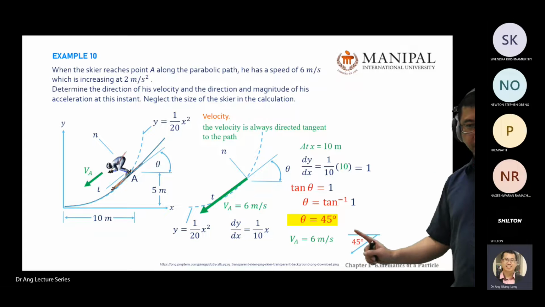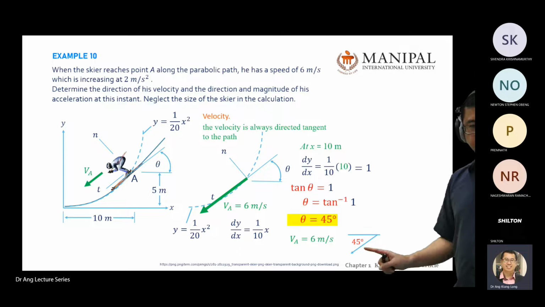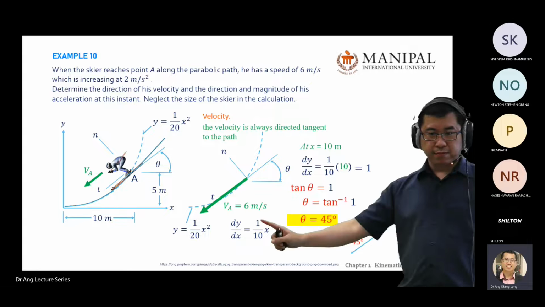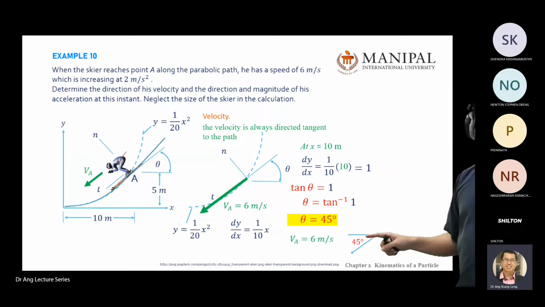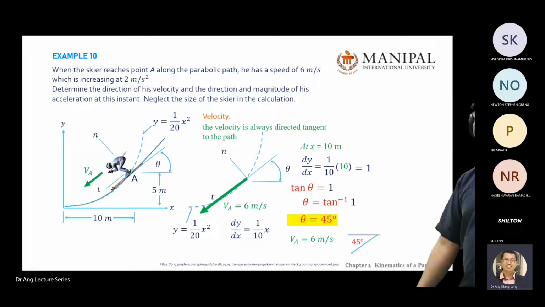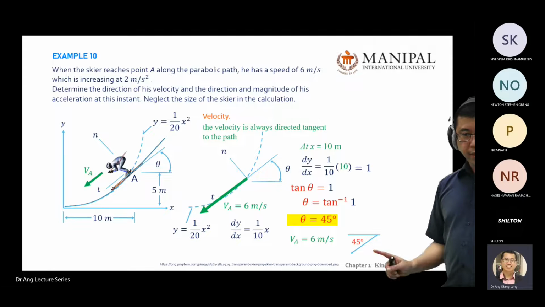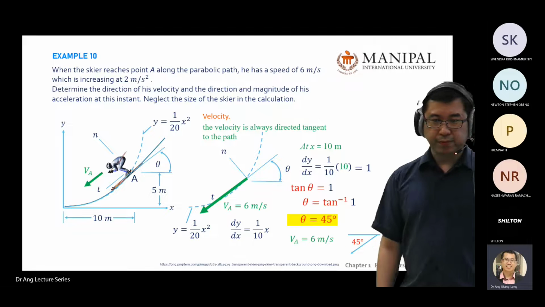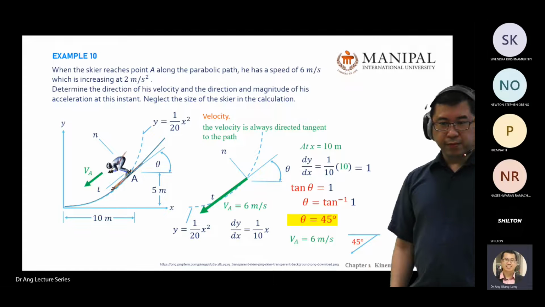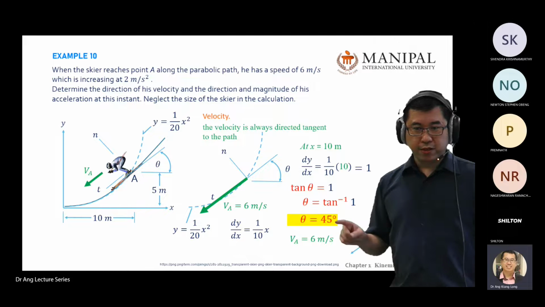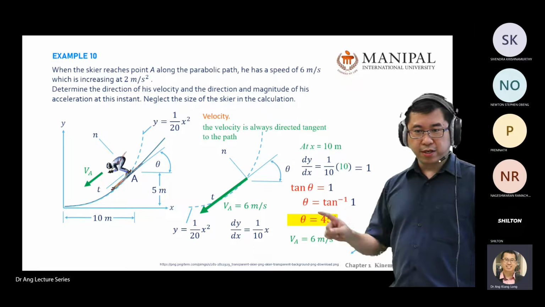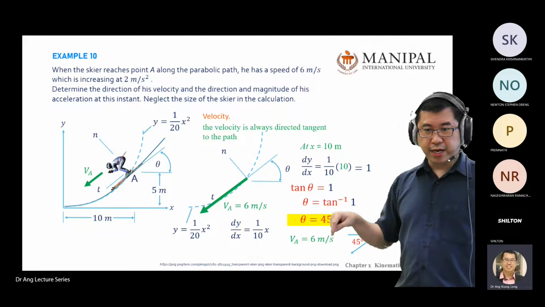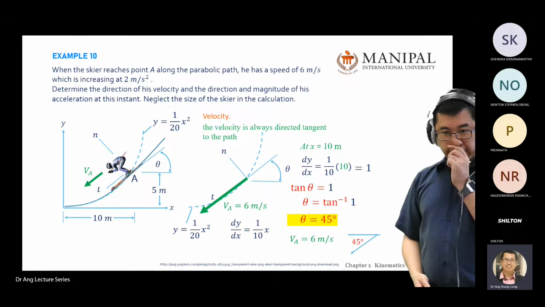You can draw with this symbol. It's 45 degrees going in this direction. You can see from here, it's going 45 degrees going down. This gives you 2 marks: 1 mark for the magnitude, 1 mark for the direction. So from today onwards, when you answer a velocity question or acceleration question, we expect you to give us the direction and also the magnitude.